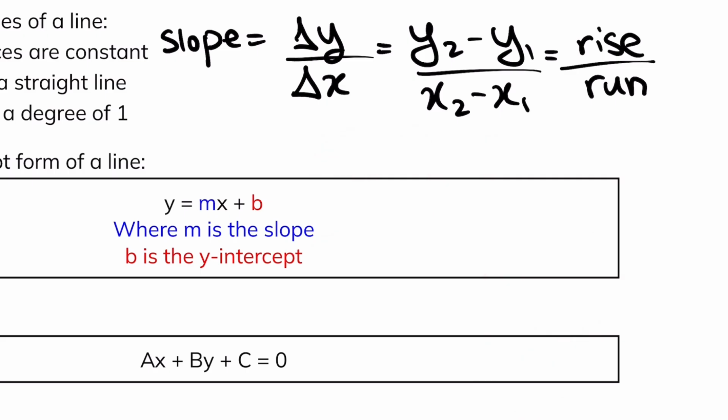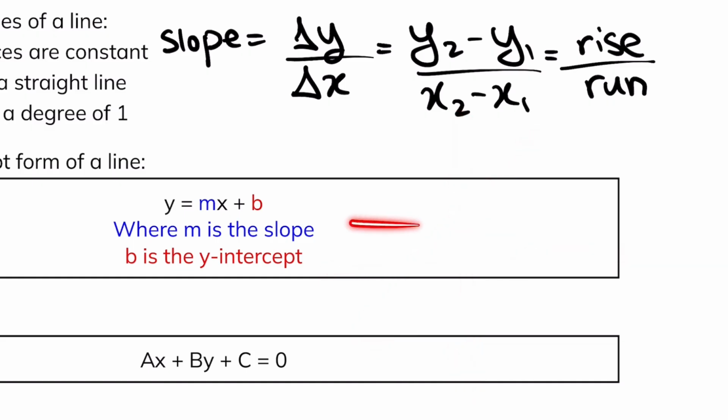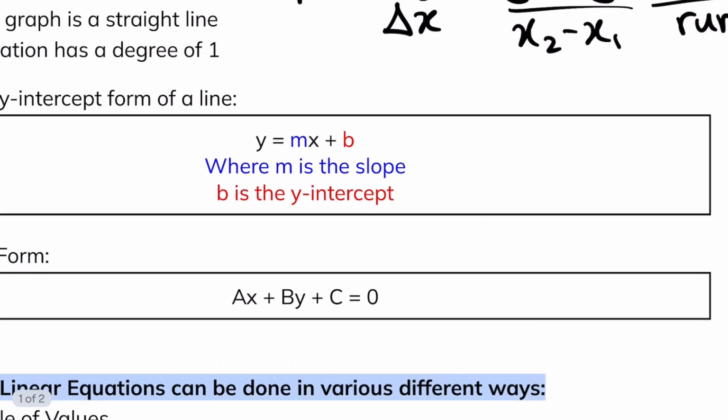Another thing about this equation is that this b value, this plus b, is your y-intercept. So this is where your line intercepts on the y-axis. Wherever your line intercepts on this vertical axis here, your y-axis, that's your y-intercept.